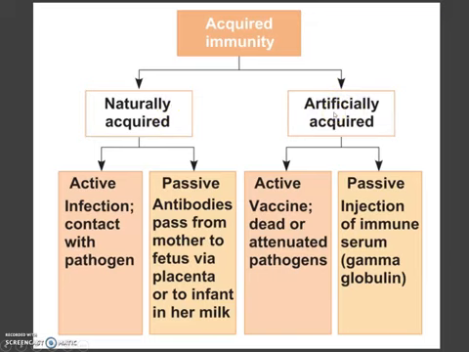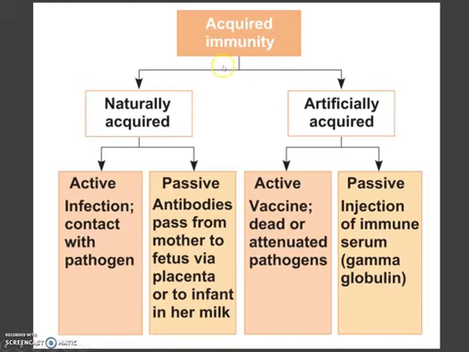And then another way that someone can be given immunity to something is artificially acquired passive immunity. This isn't very common, but it can occur when somebody is infected with a pathogen and that person develops antibodies against that pathogen. And then they can take the antibodies from the person that developed them and inject them into someone else who has been exposed to that same pathogen.